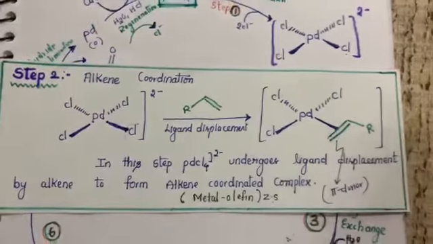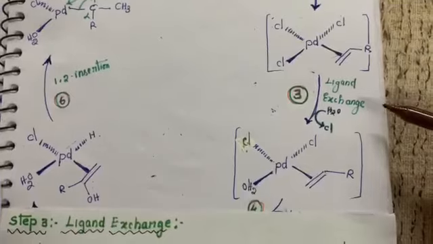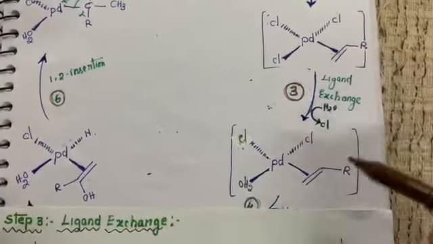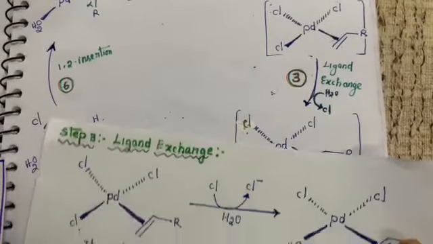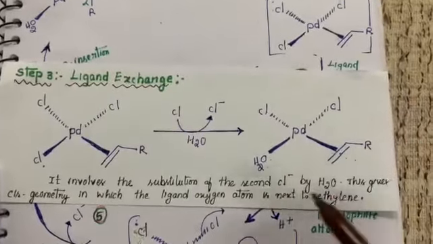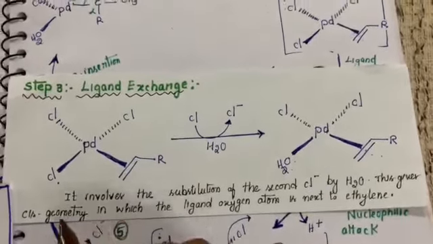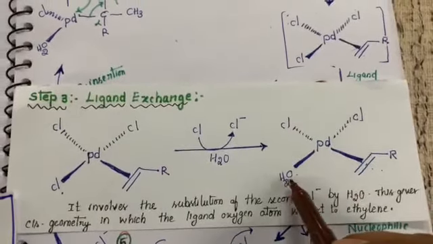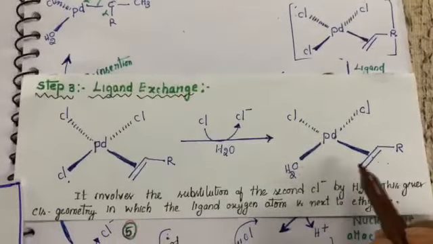Step 3 is also called a ligand exchange process, in which one of the chlorine atoms will be replaced with another ligand, that is, water will act as a ligand here. If you notice, it involves the substitution of the second chloride with H2O, and this gives a cis geometry. That means the H2O oxygen is actually next to the ethylene. It is used to produce a cis geometry.